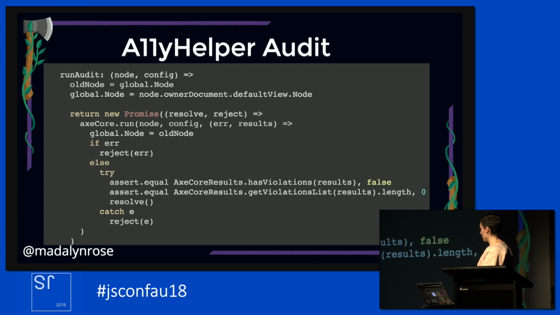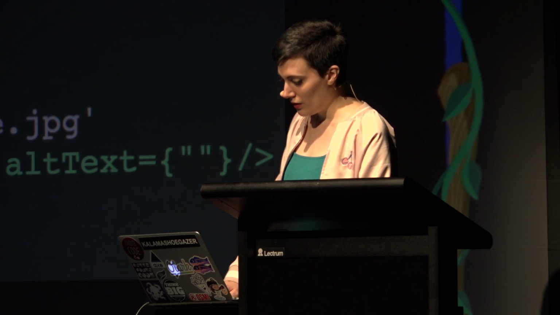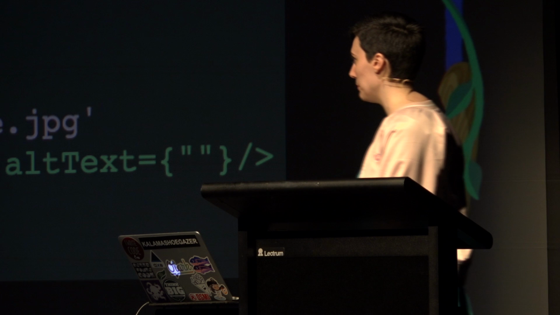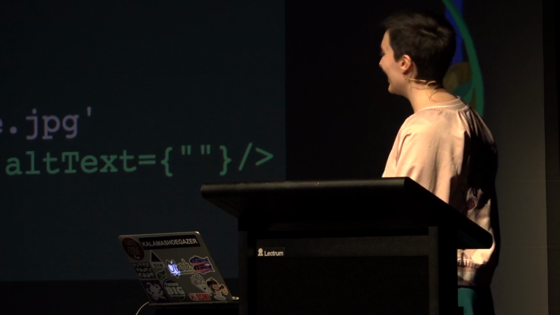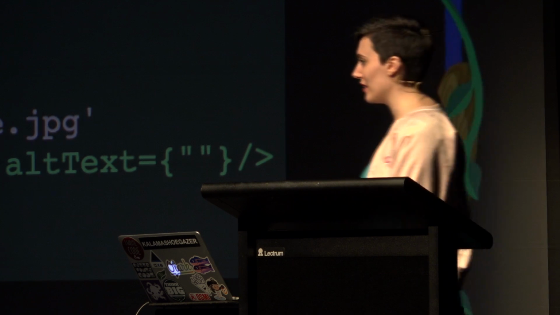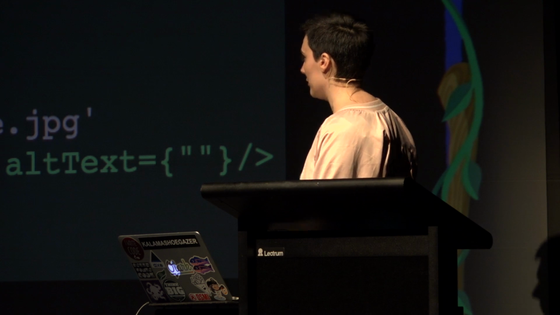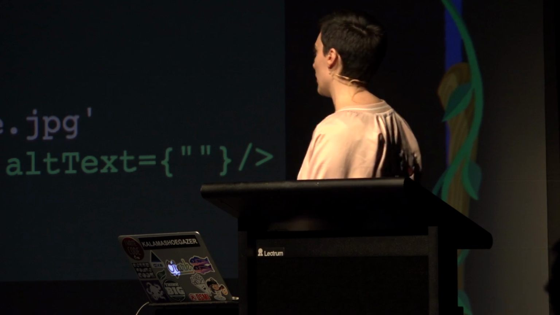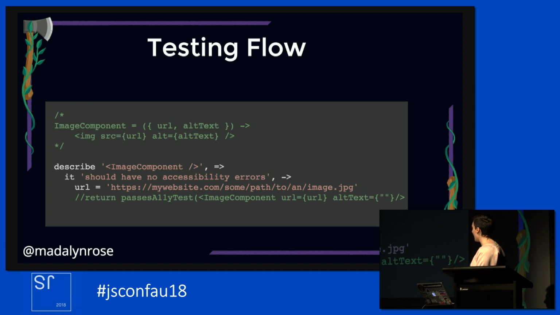So I assert that there are no violations, has violations is false, and that the length of the violation list is 0. And if that's the case, I resolve my promise. My test should pass. Otherwise, I reject it. So my testing flow is pretty simple. I require this module that I've created, my a11y helper, at the top of the document, which is not in my code here, but that's what I did. And then I say it shouldn't have accessibility errors.